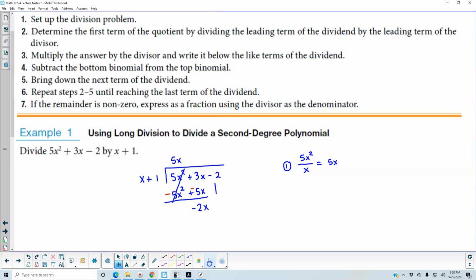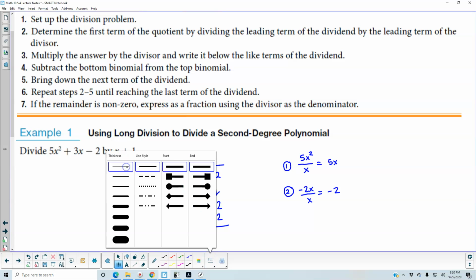Now the next step is we want to bring down the minus 2. So now we're going to look at the first term that's left over, which is negative 2x, and we're going to divide it by the first term in the divisor, x. Negative 2x divided by x is minus 2. So we're going to write minus 2 up here, and then multiply minus 2 through the divisor. Negative 2 times x is negative 2x. Negative 2 times 1 is minus 2.